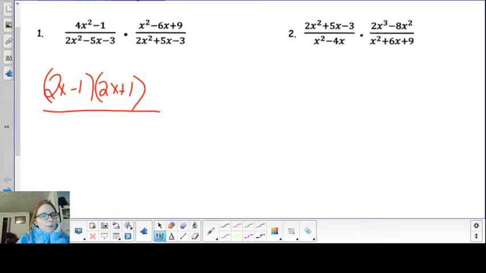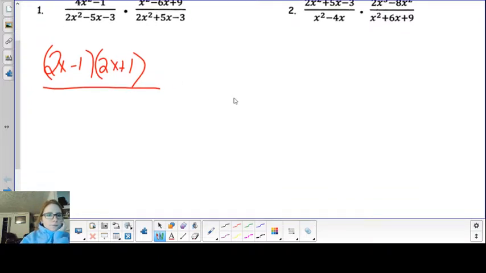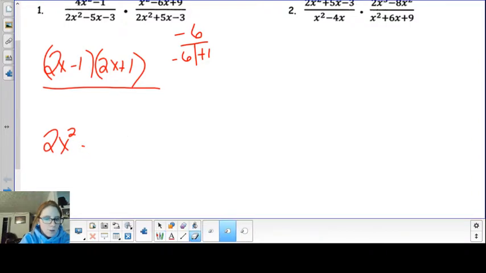On the denominator, we're going to have to do our t-chart. So on my t-chart, we're going to multiply to a -6. So what multiplies to a -6 adds to a -5? -6 plus 1. So I have 2x squared minus 6x plus x minus 3.